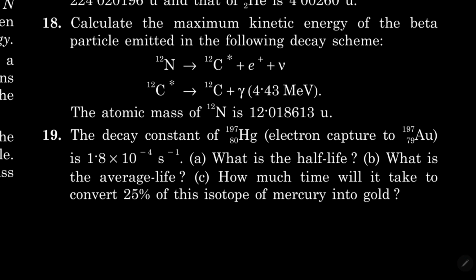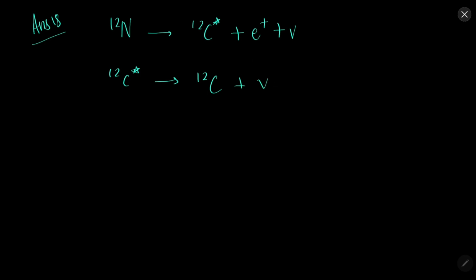In question 18, calculate the maximum kinetic energy of beta particles. So this is solution 18. So we will have this scenario. Now the net reaction is something like this. This is 4.43 MeV, by the way.